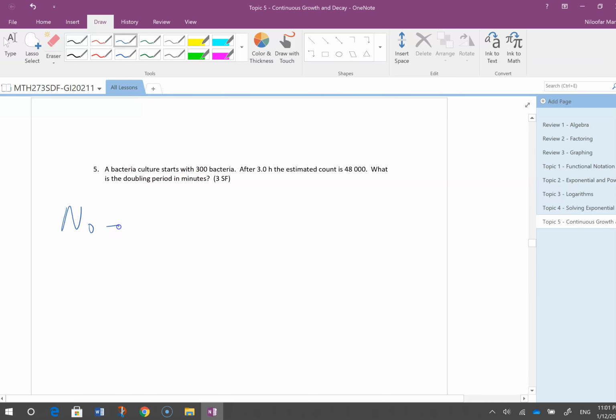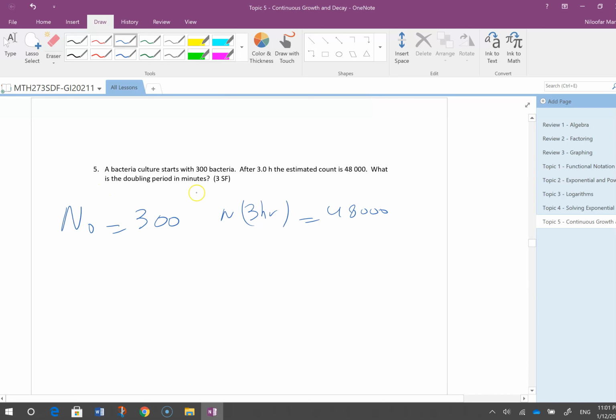Okay, so N0 is 300. Make sure to write what you have. After 3 hours, so N at 3 hours is 48,000. What is the doubling period in minutes? It means you find the doubling period in hours, and then you go to minutes.